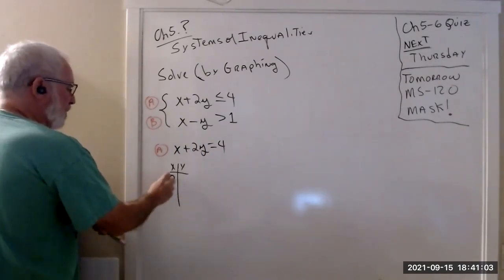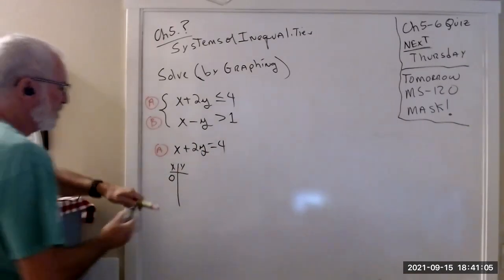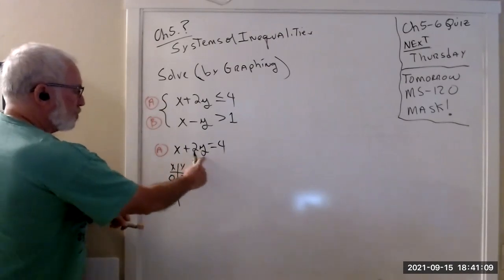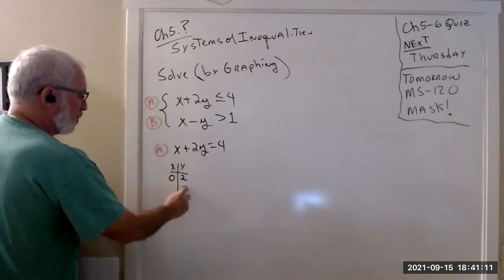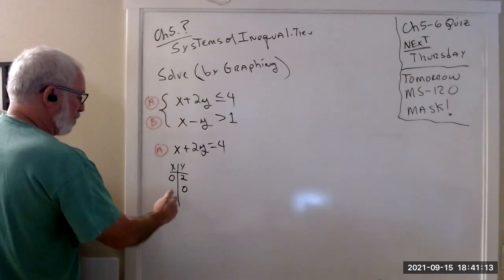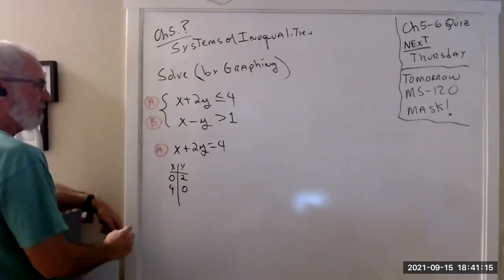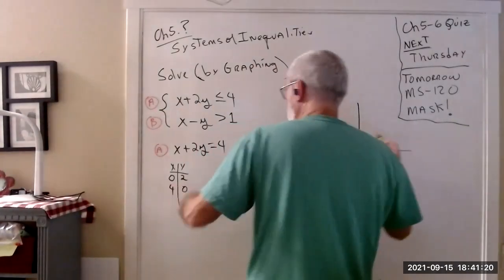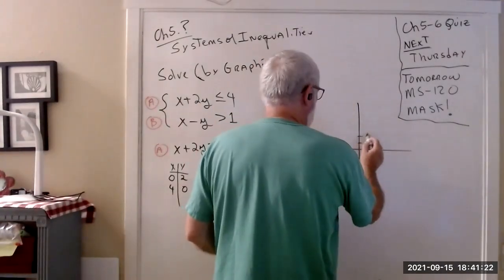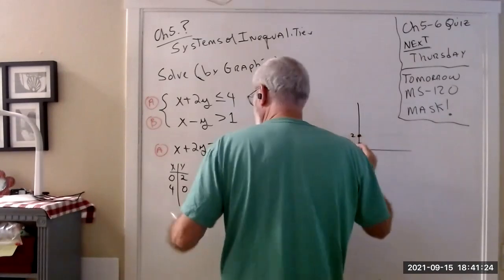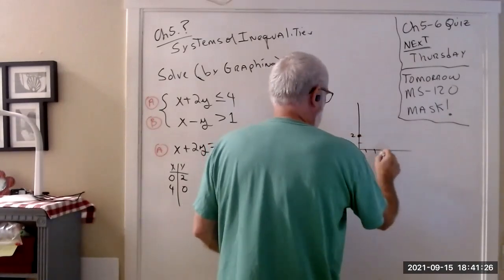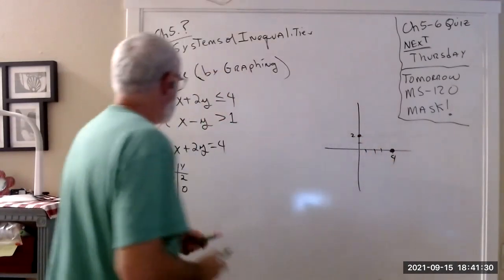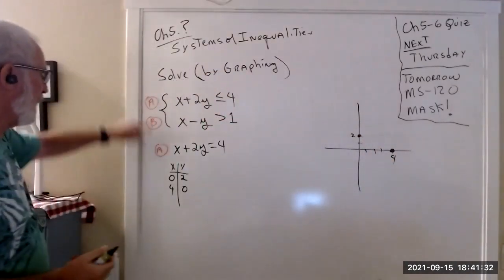And usually I pick 0 for x. If x is 0, that means y is worth 2. And I pick 0 for y, and that means x is worth 4. Okay, so I come over here to the side and I plot those points 0, 2, and 4, 0, like that. Now I have to decide, this is equation A.